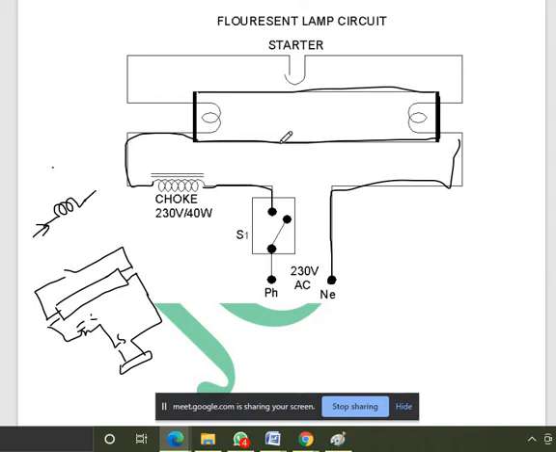Any doubt? Sir, what is the work of a starter? Wait, I will inform you. First I will tell the connection, and after that I will explain the working principle.